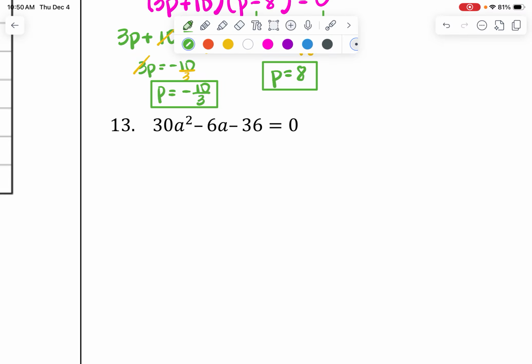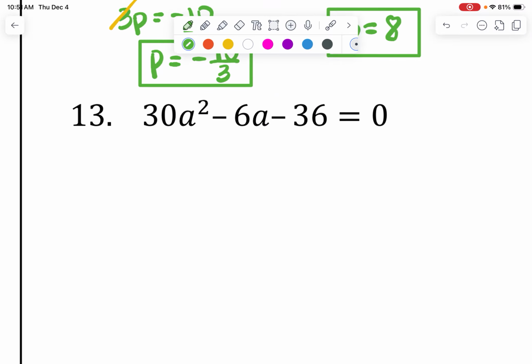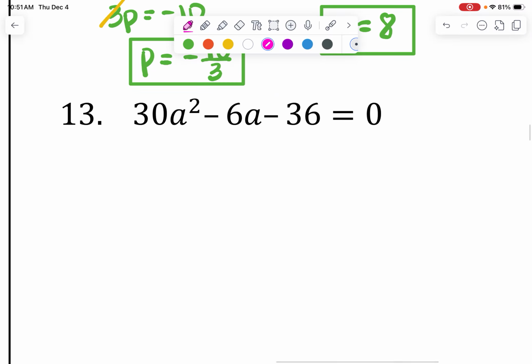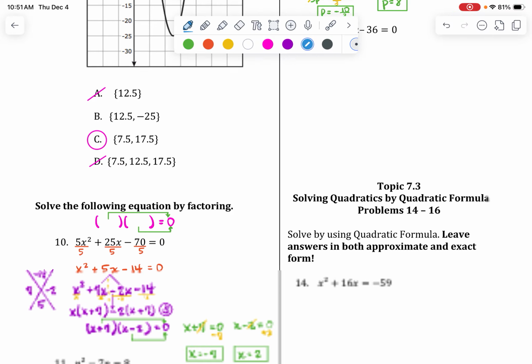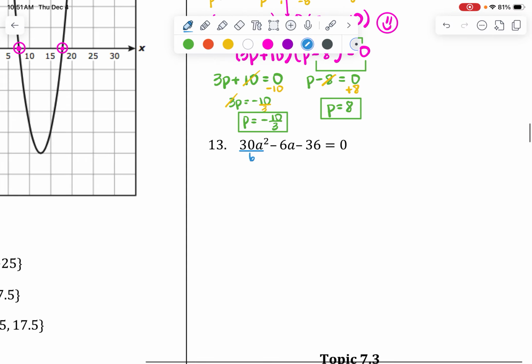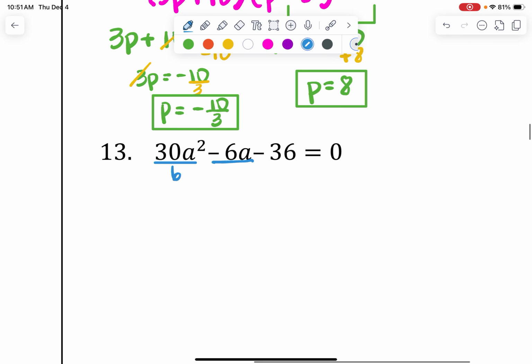30a squared minus 6a minus 36. All right, well, I don't know about you, but those are a bunch of big numbers, and I happen to notice that they all have a 6 in common. So much like number 10 over there that had the 5 in common, I'm going to go ahead and divide out the 6.